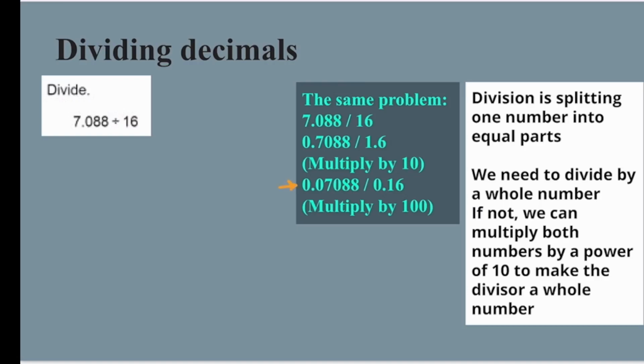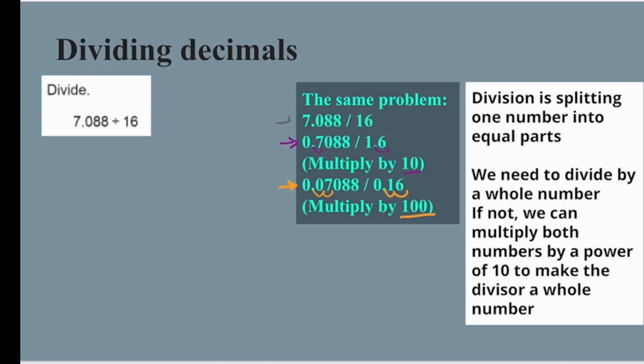In this example, because I'm dividing and my divisor has two decimal places, I have to multiply by 100 to move that decimal place all the way to the right and get 16. I'd have to do the same thing with my other number. In this other example, because my divisor has one decimal place, I'd have to multiply by 10, which means I'd have to do it here also.